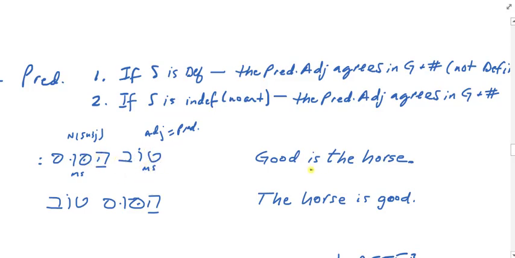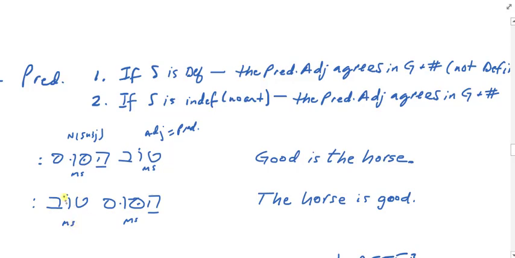So I'm going to translate this as good is the horse, or I could also translate this as the horse is good. Both of those are possible ways to translate this. But tov is what the horse is. That's the idea. Now in the second example, I have hasus tov. Here, same words. Hasus is the horse. Tov, good. These are both masculine and singular.